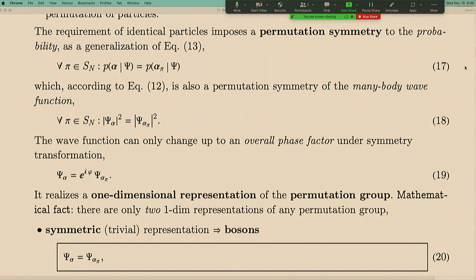If the particles are indistinguishable, there should be no way to tell which is the first one, which is the second one. They should all be on equal footing, and their probability distribution should all be the same no matter how you permute the labels of the states of the particles.